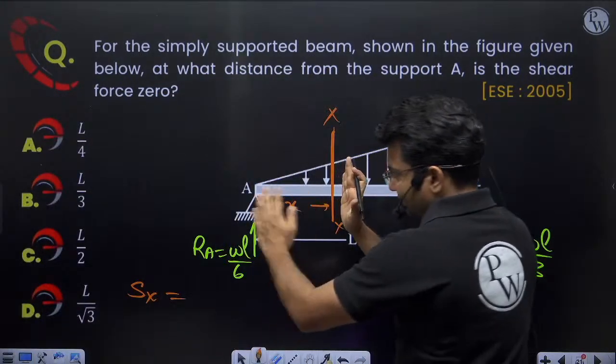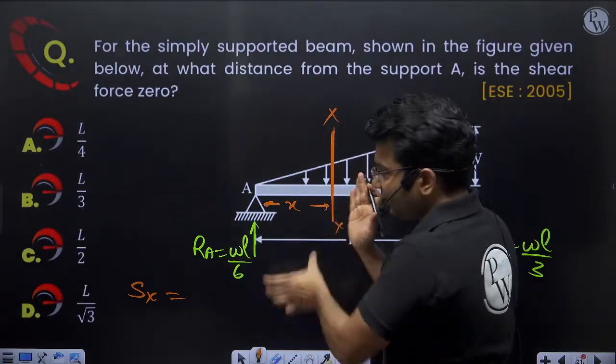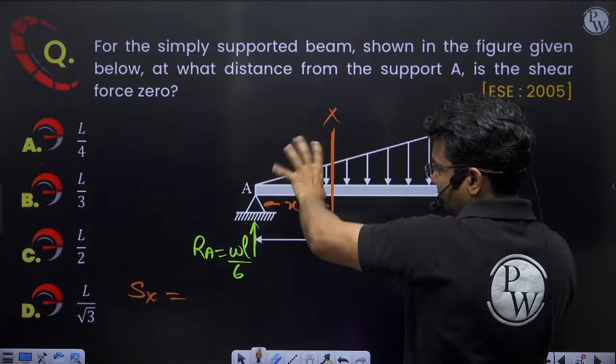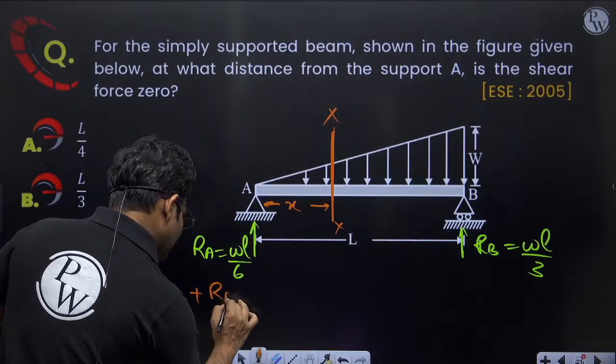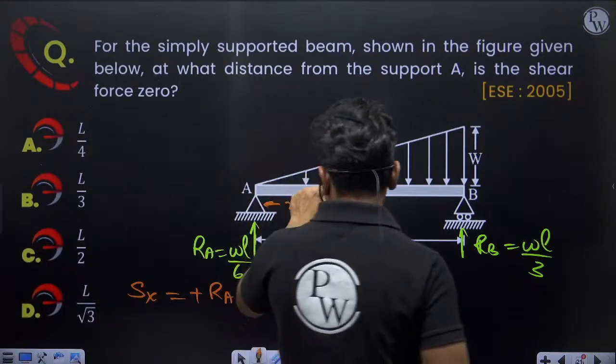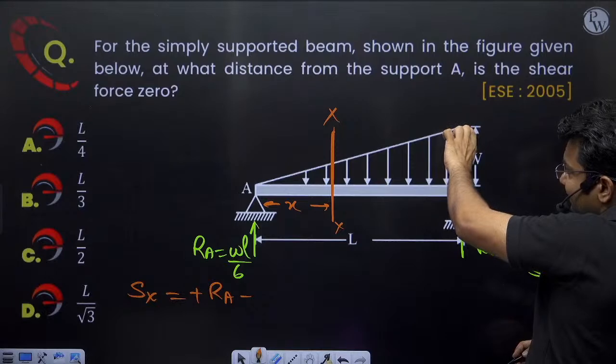Let us calculate from this side. From this side I will be getting RA. RA is giving me clockwise rotation, so it will be positive. So plus RA minus this total loading. Here the loading intensity is W.